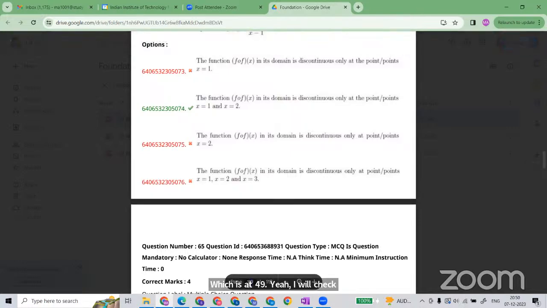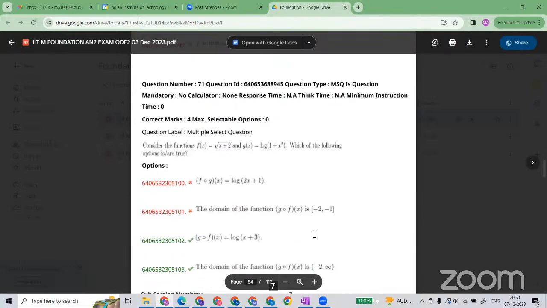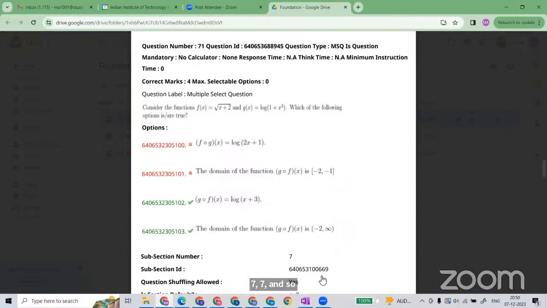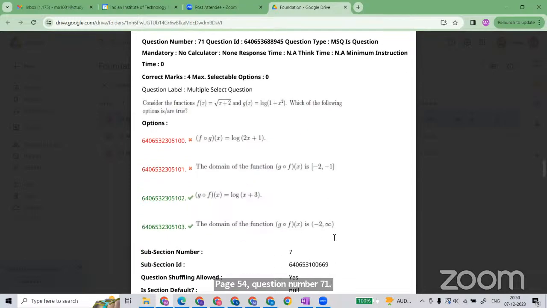49 and 54. Sorry, sir, page 54, question number 71. Yeah, 71. The last option should be the closed interval -2 to infinity. So these two questions, sir.